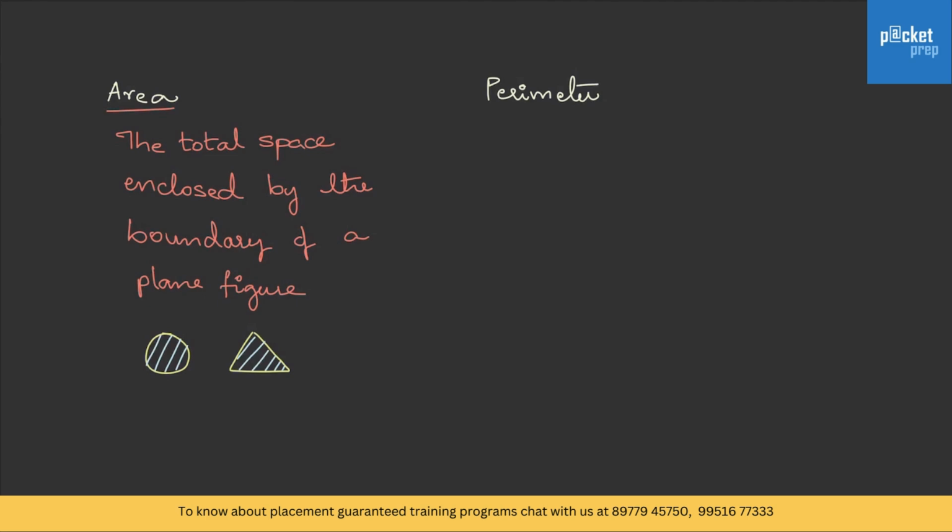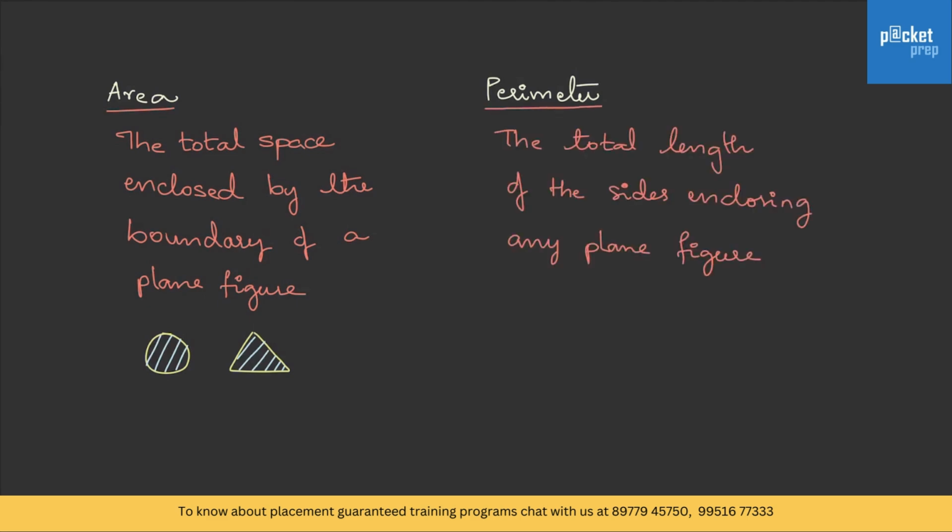The shaded part is the area. Now coming to the perimeter, it is the total length of the sides enclosing any plane figure. Like if you have a rectangle or maybe a rhombus, perimeter is the outer length. So if we calculate the sum of all the sides, it gives the perimeter. This shaded part is the perimeter.